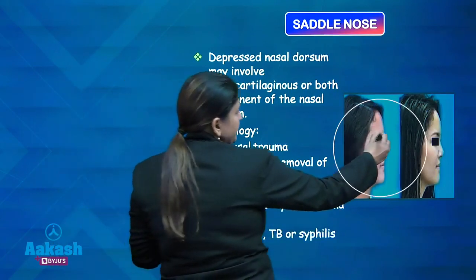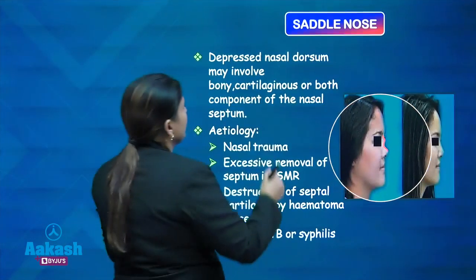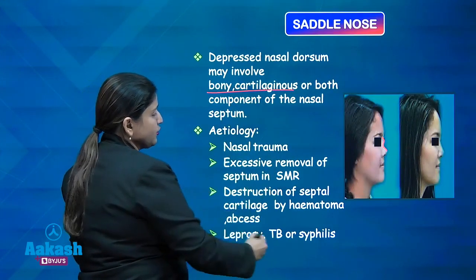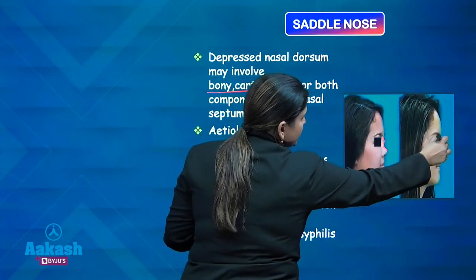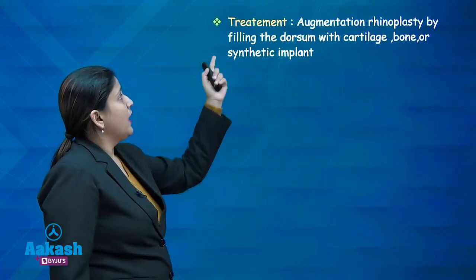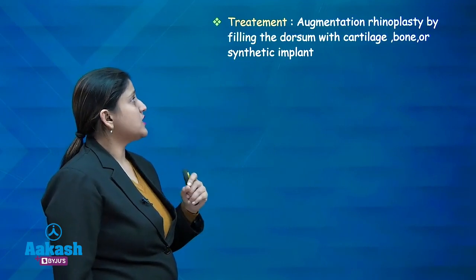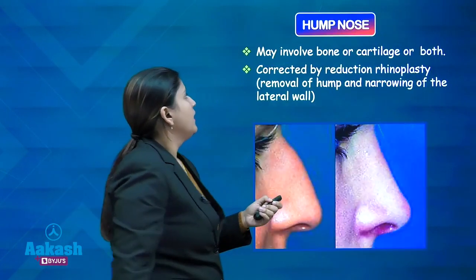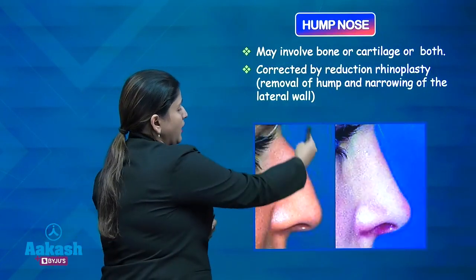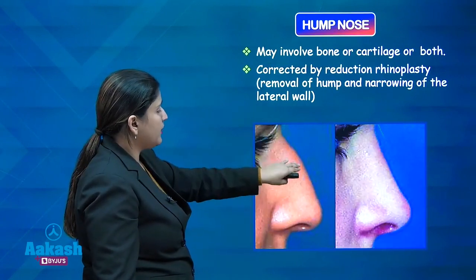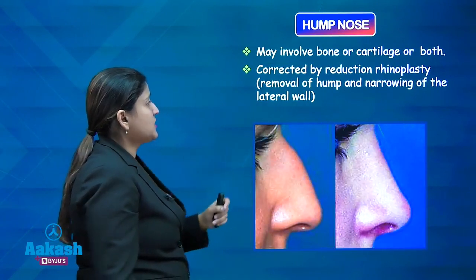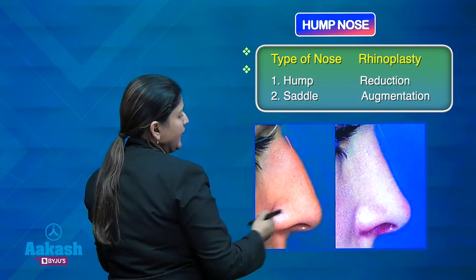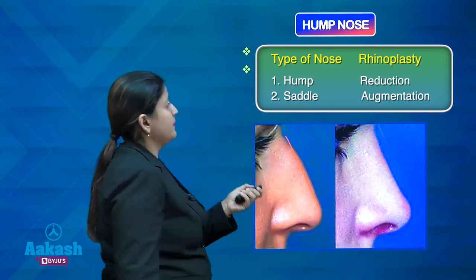As you see, this is what a saddle nose looks like. It can involve the bony cartilaginous part or both the components, and it is due to excessive resection. The reconstruction gives a better shape. The treatment is with augmentation rhinoplasty by filling the dorsum with cartilage, bone or implants. A hump nose, this is what a hump nose looks like. It can involve the bony part or the cartilaginous part. It is corrected by reduction rhinoplasty, that is the removal of the hump and narrowing of the lateral wall.